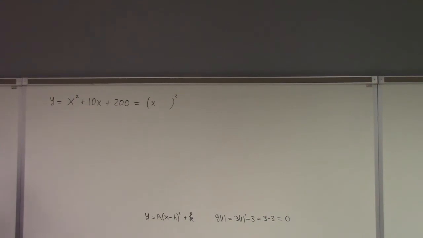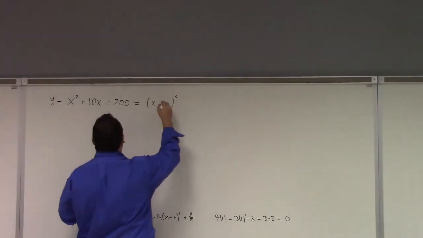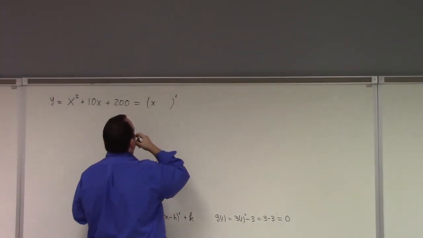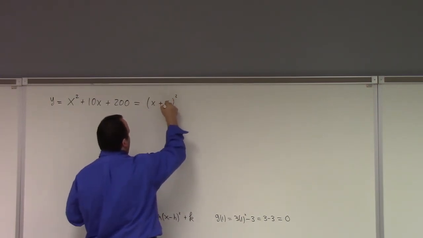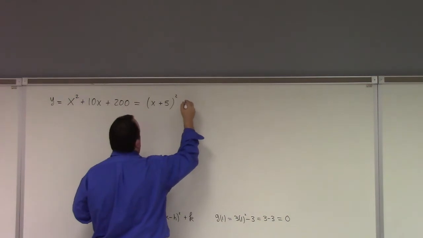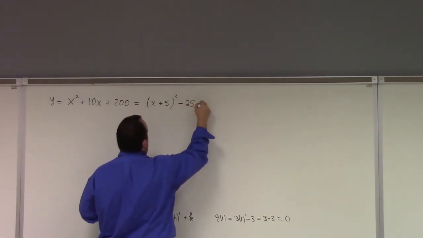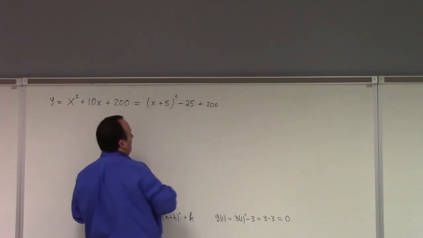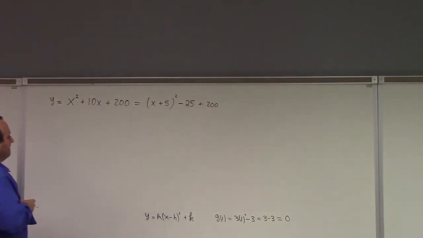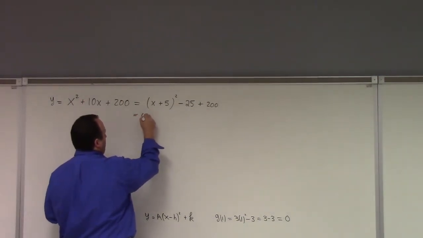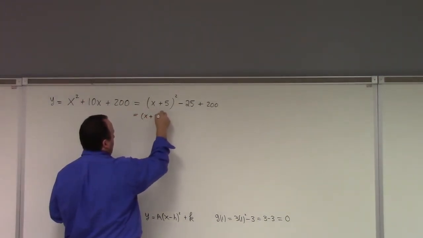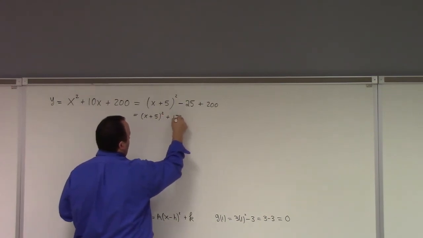Nobody? X plus 5? All right. Oh, my bad. I was trying to make this problem easier, but I'll just deal with it. X plus 5 squared, yeah. And then what? Minus, I have to subtract 25 then. And I've got plus 200. All right, so that gives us what? We've got x plus 5 squared plus 175.